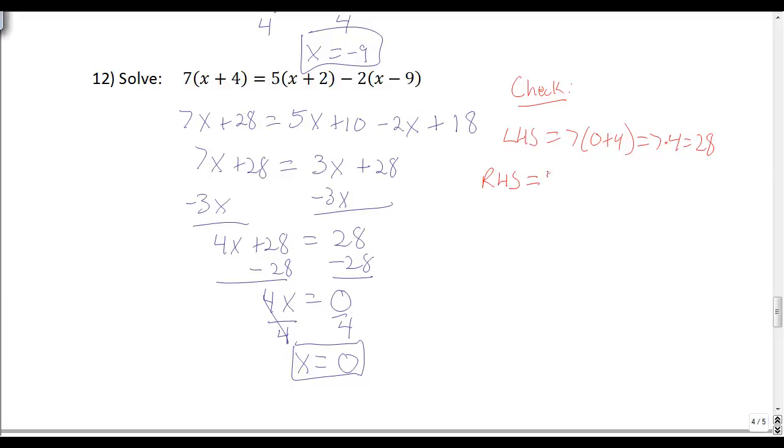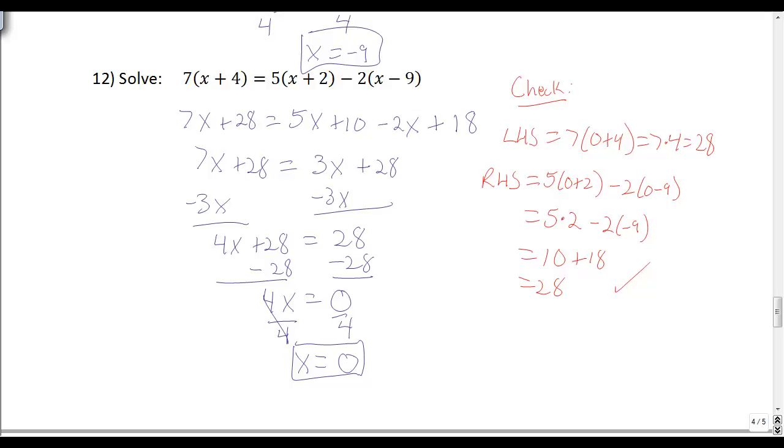Right-hand side is 5 times 0 plus 2 minus 2 times 0 minus 9. So that's 5 times 2 minus 2 times negative 9. That's 10. Negative 2 times negative 9 is plus 18. That gives me my 28 as well. So our answer does check out.